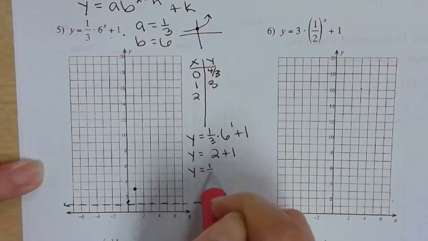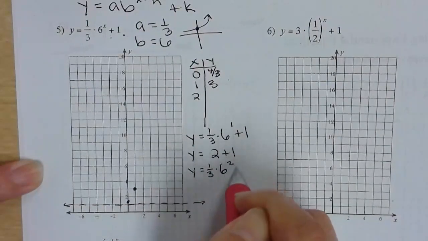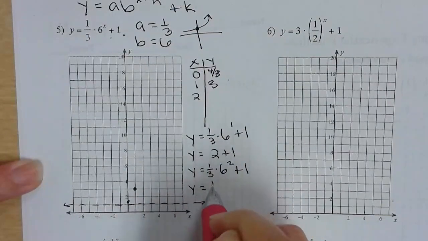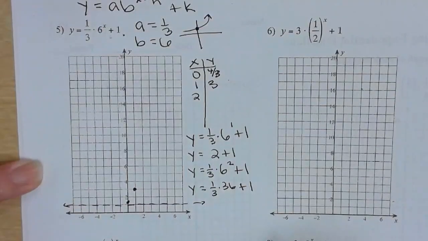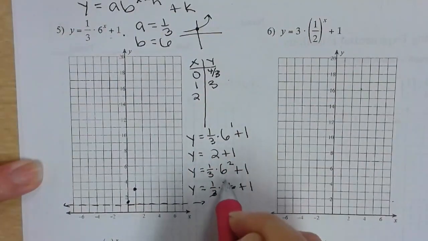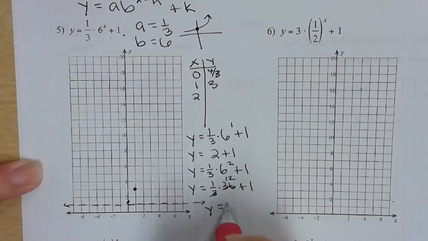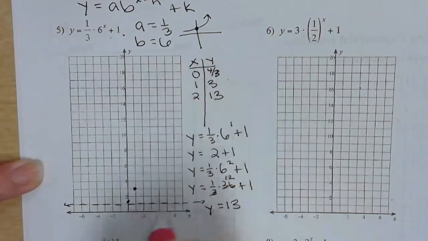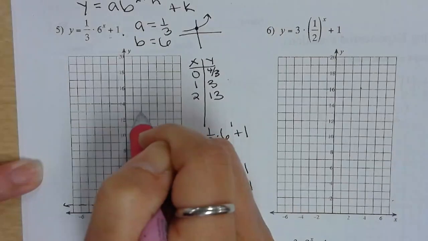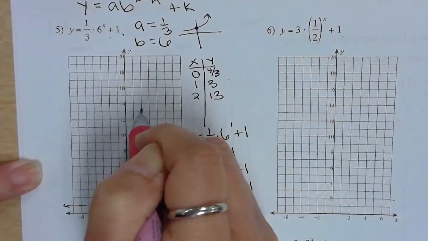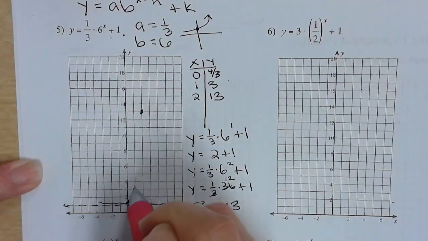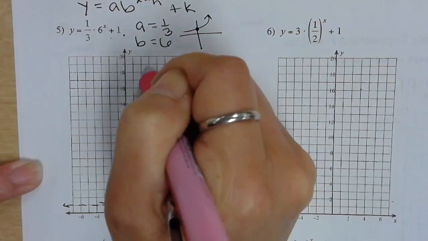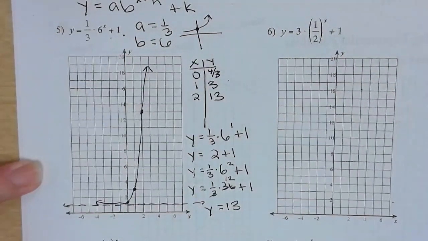So y equals 1/3 times 6 squared plus 1. Y equals 1/3 of 36 plus 1. So when I cross reduce, this becomes 12. So y equals 12 plus 1, which is 13. So 2 all the way up here to 13. And now I can kind of sketch this line, but don't cross that 1. And that's what it looks like.